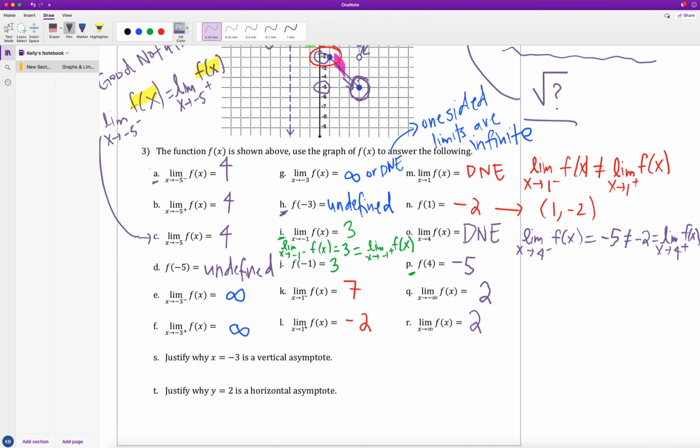Now the last two examples we have on here go back to justifying types of asymptotes. So I'm going to have you pause the video and do part S on your own right now, because we saw something like that in the prior example.